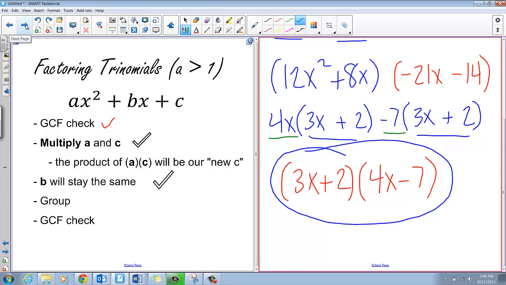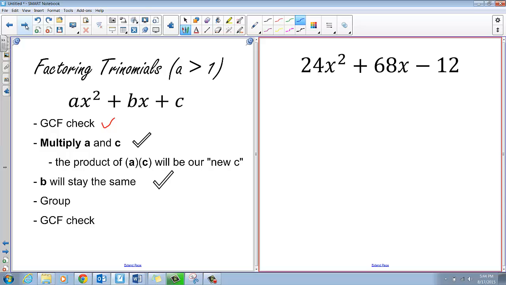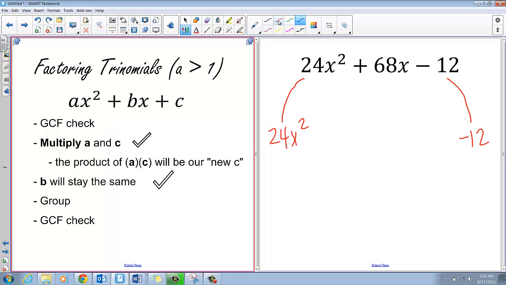Okay, another problem, a lot more difficult, but still one easy to tackle if we just follow our steps. So let's bring down 24x squared. We'll bring down negative 12. All right, and we can then multiply a and c. So it's going to be a big number, 24 times negative 12.